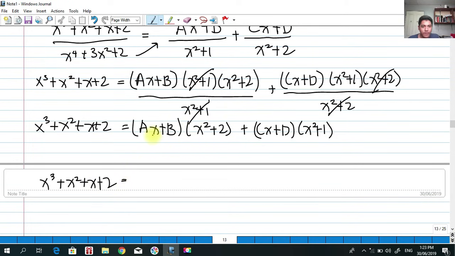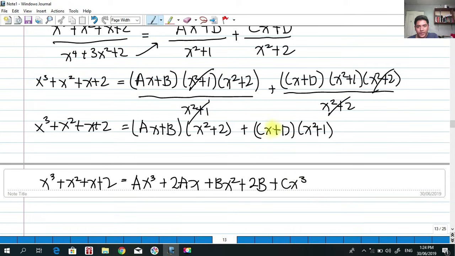First, Ax times x squared is Ax cubed. Outer, Ax times 2 is 2Ax. Inner, plus Bx squared. Last, plus 2B. And here we still perform FOIL. First, Cx times x squared, that's Cx cubed. Outer, plus Cx. Inner, plus Dx squared. Last, 1 times D is D.